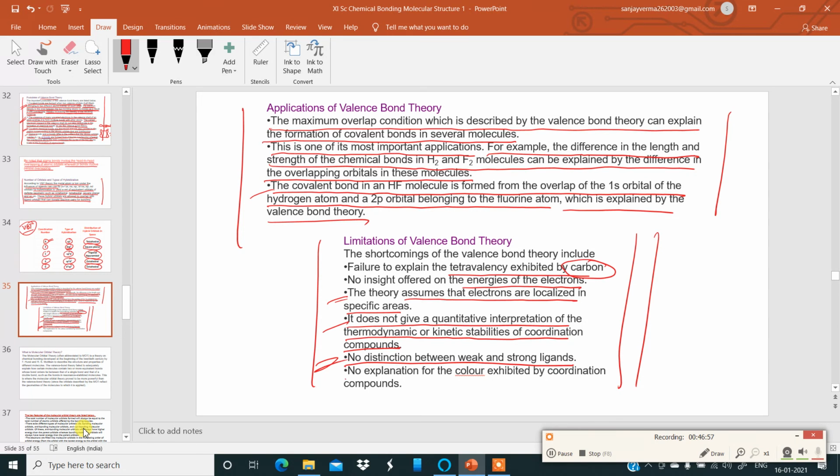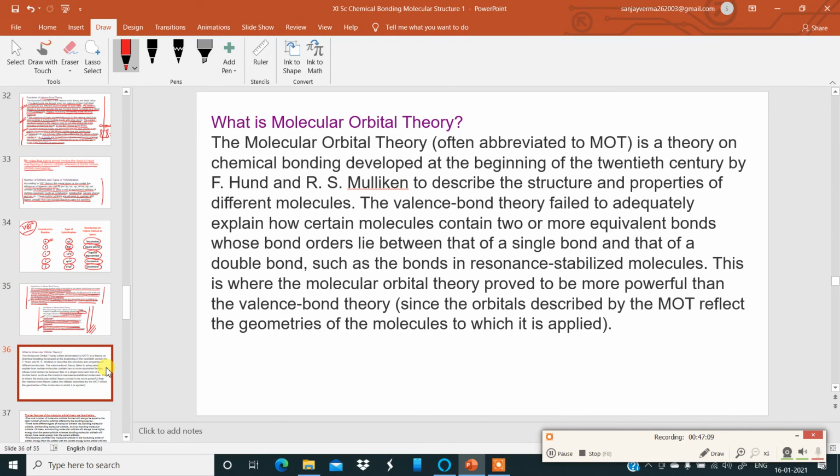Moreover, the color exhibited by coordination compounds has not been successfully explained by this theory. So that is why the other theories came into existence, which is called the molecular orbital theory. Now, my dear students, I will continue the molecular orbital theory in my next video, which I will do in detail, and I will teach you how to draw molecular orbital energy diagrams after explaining this theory.